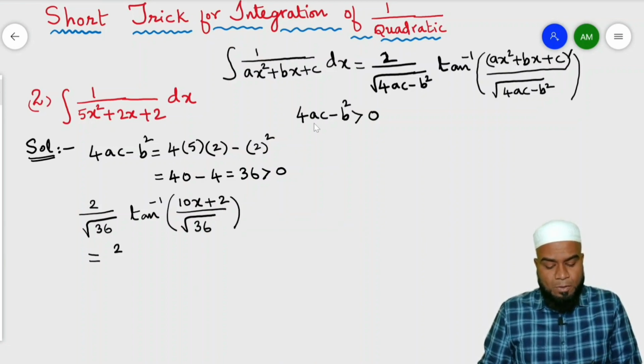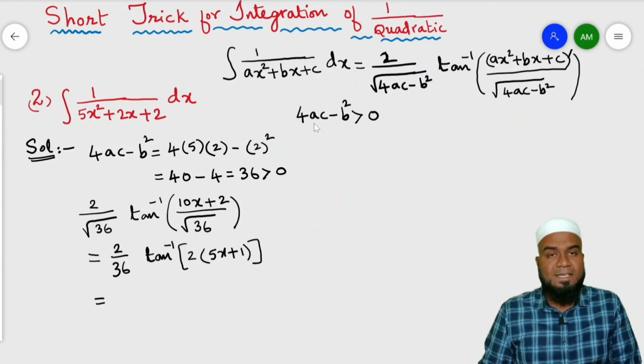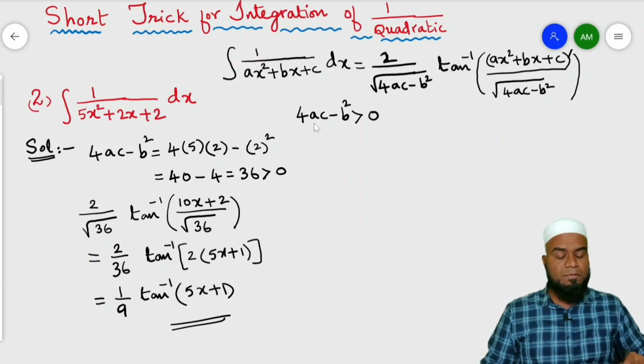So 2 by what we will get here, the square root of 36, which is nothing but 6 only, and in the numerator tan inverse of, here 2 can be taken out. So 2 into 5x plus 1. So that 2 can be taken out, 4 by 36 is nothing but 1 by 9 tan inverse of 5x plus 1. This is the required value of given integral.